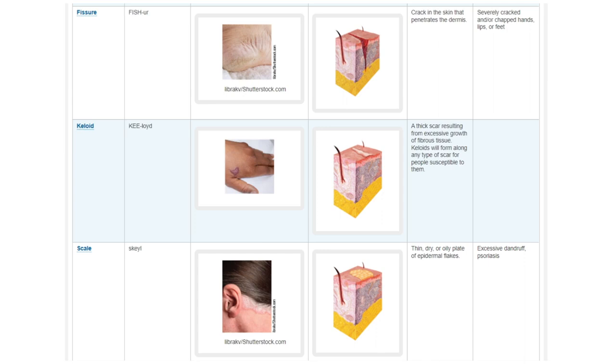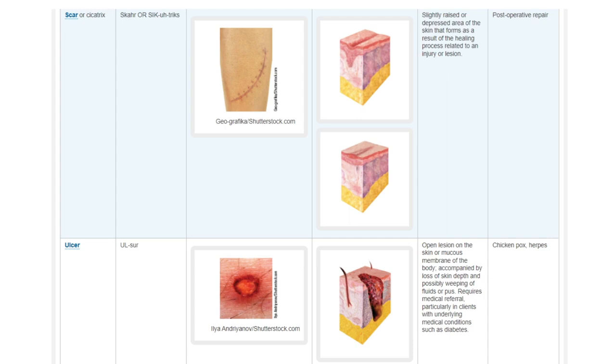Secondary lesion, scale. Description: thin, dry, or oily plate of epidermal flakes. Example: excessive dandruff, psoriasis. Secondary lesion, scar or cicatrix. Description: slightly raised or depressed area of the skin that forms as a result of the healing process related to an injury or lesion. Example: postoperative repair.